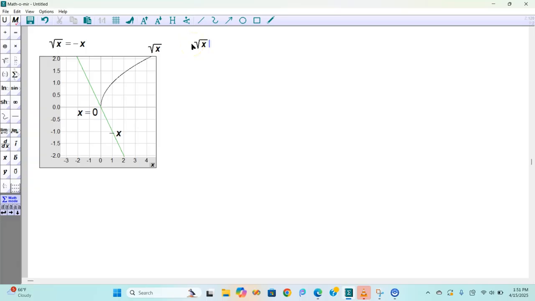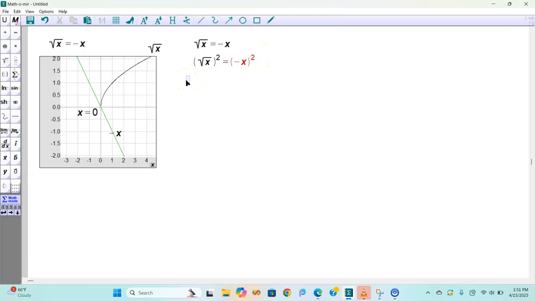So if you begin with the root of x equals negative x, one thing that you can do is you can do the root of x quantity squared equals negative x squared. Now you have to stop and really think, especially about the right side here. You are taking a negative and you're squaring it. That's going to make it positive. It's going to take negative x, which is this green line, and by squaring it, you're going to turn it into a parabola that opens up.